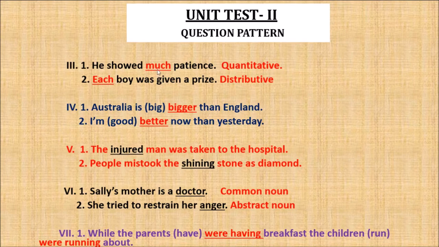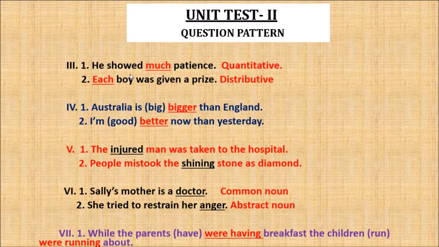Quantitative means the quantity. Second one, each boy was given a prize. In this, the adjective was each. It means there are a number of students there. Let us take an event. There are many students who participated in an event. In that group of students, each and every boy was given a prize. So in the group of students, we are specifying each and every boy in that group. So it comes under distributive adjective.